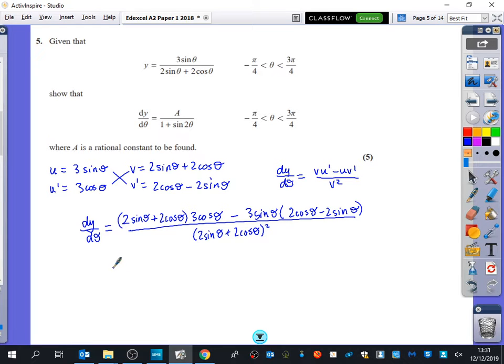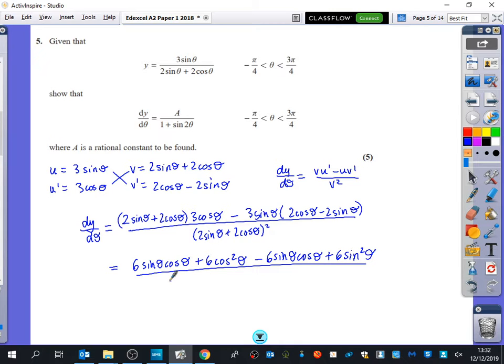Okay, let's just expand and start tidying up. So I've got these two expanding. You get 6 sine theta cos theta plus 6 cos squared theta. Now I've got these bits. Minus 6 sine theta cos theta plus 6 sine squared theta. Immediately you should see that this and this are going to cancel out.